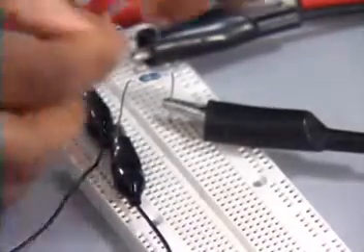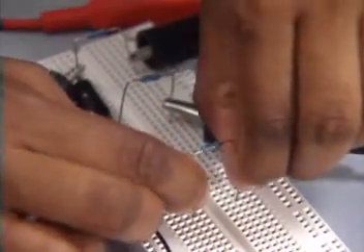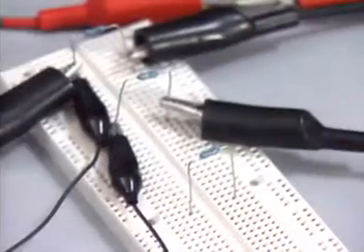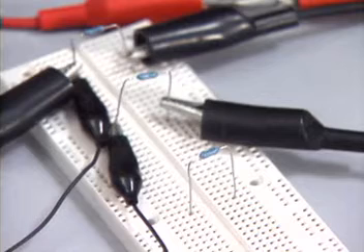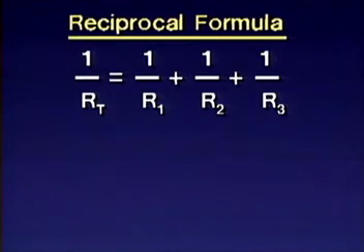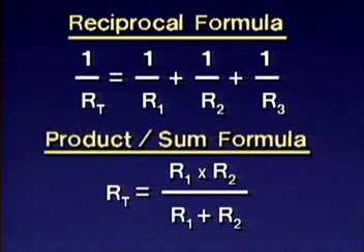In the last program, you were introduced to parallel circuits. You built and tested a parallel circuit to see the relationship between voltage, current, and resistance when resistors are connected in parallel. In addition, you used mathematics to derive both the reciprocal formula and the product divided by the sum formula, both of which are used to determine the total resistance in a parallel circuit.